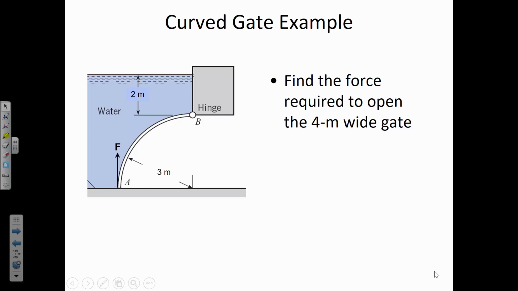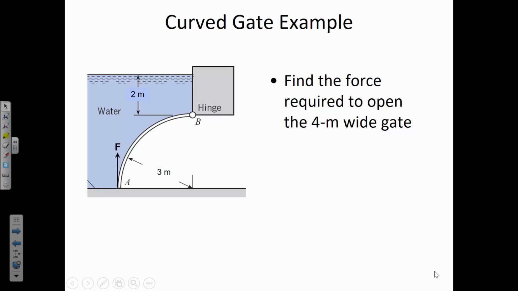Okay, now what about the vertical projection of the curved surface? What is the shape of the vertical projection? It's a rectangle, good. And the dimensions of that rectangle are what? 3 by 4. So it's going to be 3 meters tall and 4 meters wide. So we've got this imaginary rectangle in the water that we're going to find the depth of the centroid, delta H.